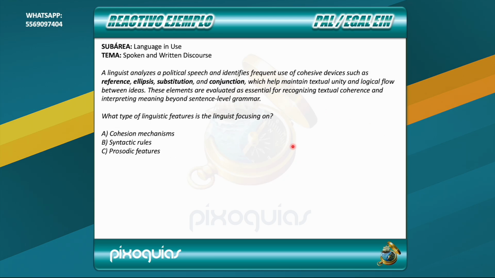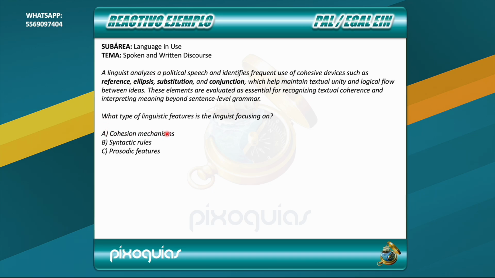Here we have another exercise, and this is about language in use with the topic spoken and written discourse. A linguist analyzes a political speech and identifies frequent use of cohesive devices such as reference, ellipsis, substitution, and conjunction, which help maintain textual unity and logical flow between ideas. These elements are evaluated as essential for recognizing textual coherence and interpreting meaning beyond sentence-level grammar. What type of linguistic features is the linguist focusing on?